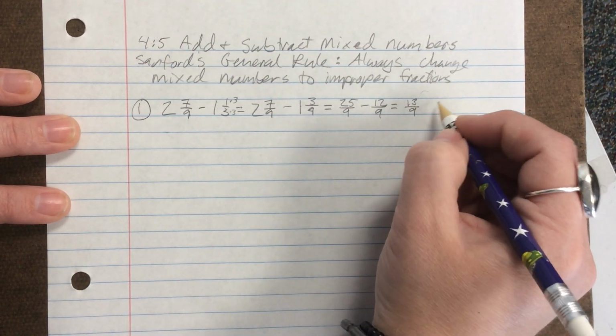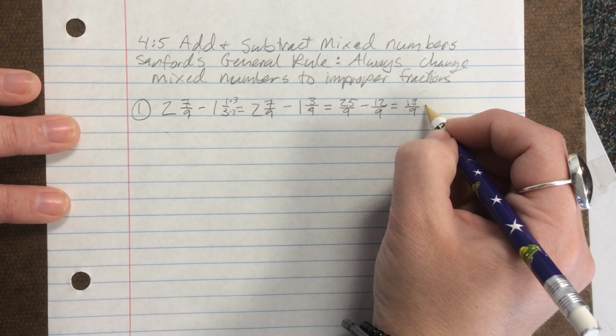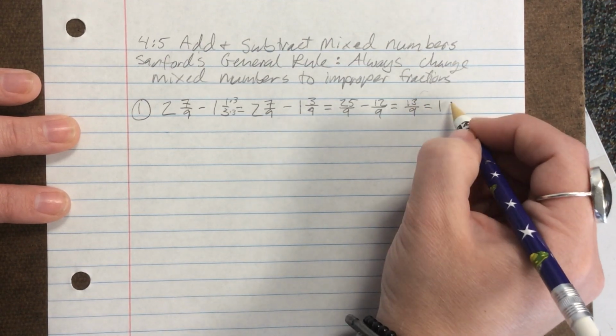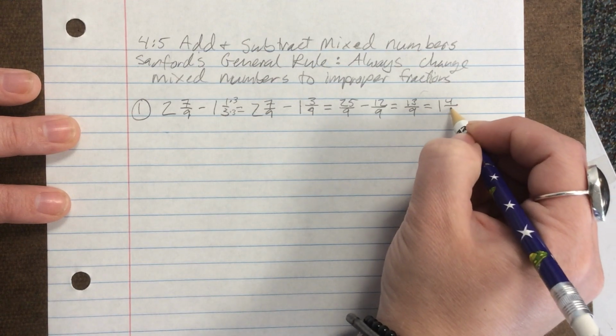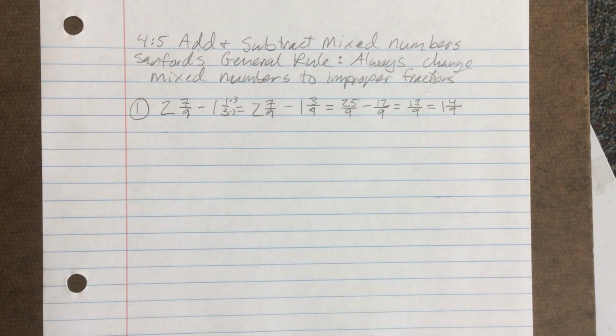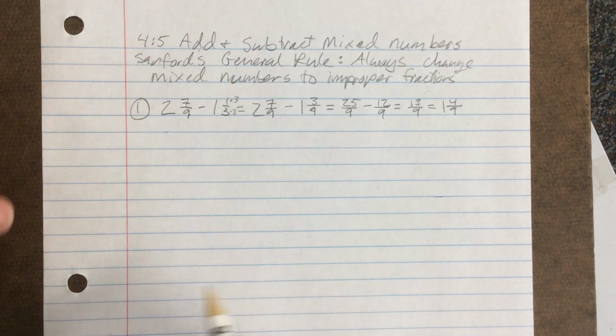And from here, just right back into a mixed number. 9 goes into 13 one time, and 13 minus 9 gives us 4 left over the 9. And 4/9 can't be reduced, so we're going to leave it there.